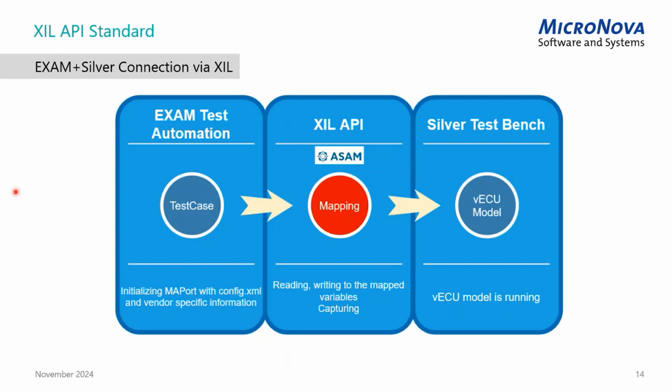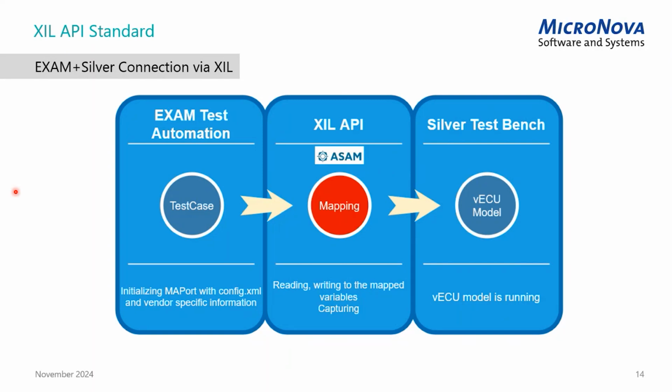So great. Having all these benefits in mind, we can go back and see what was actually going on in the test case I showed in the background. In the background, we have a test case in our EXAM test automation. Before we can run it, we need to create a connection with the MA port. It's done thanks to the config XML file provided from the SIL model to which we want to have a connection. Then we need a mapping in order to read and write variables available in the SIL virtual ECU model. And once we are good with it, we can start our virtual ECU model and proceed with any tests we want.